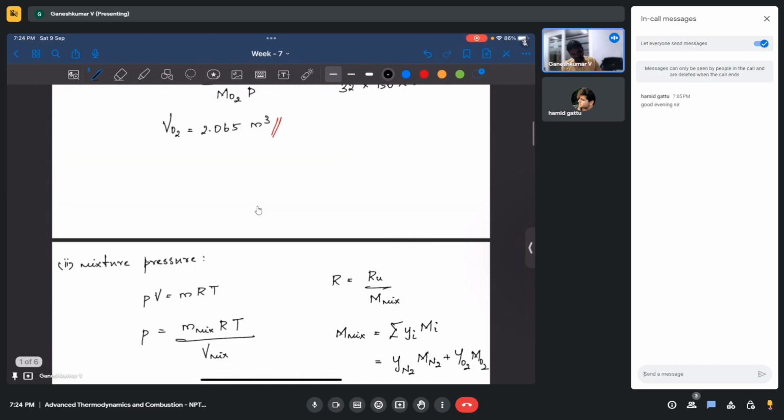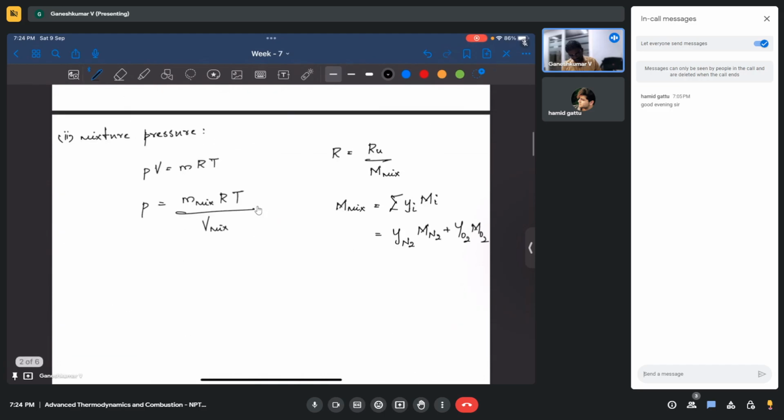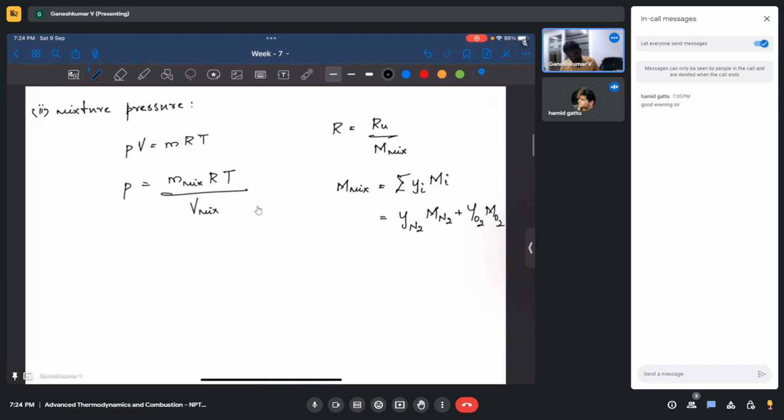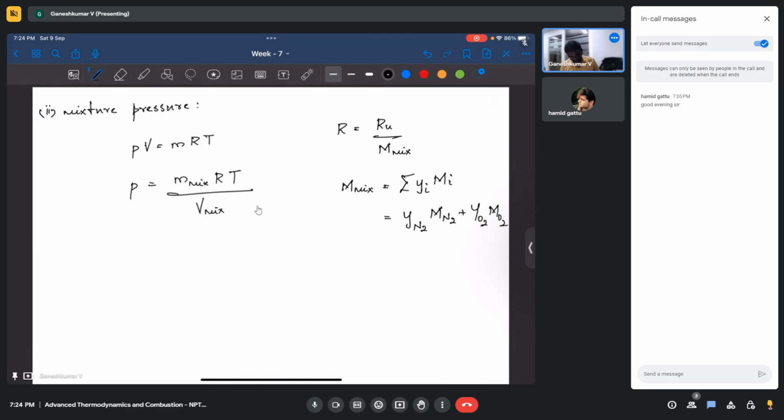So for that, to find the mole fraction, you need to know the moles: how many moles of nitrogen and oxygen are present. So let's find out how many moles. Let's say N2. The number of moles, we know the mass of N2, is mass upon molecular weight of N2. So it's 2 divided by 28. There will be some kilomoles. Similarly, you can do it for O2 also.